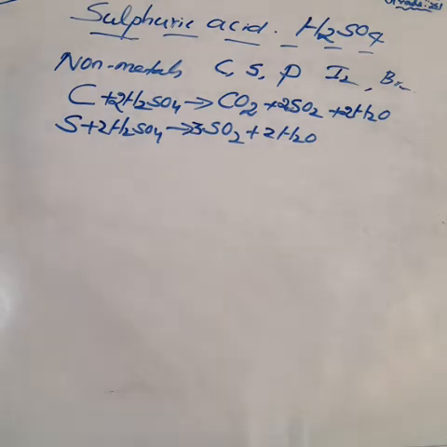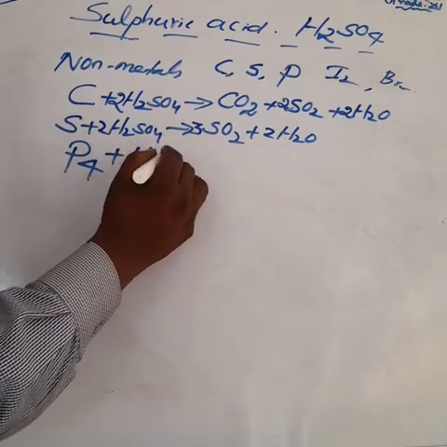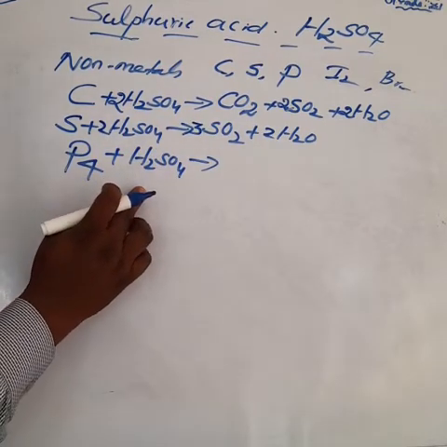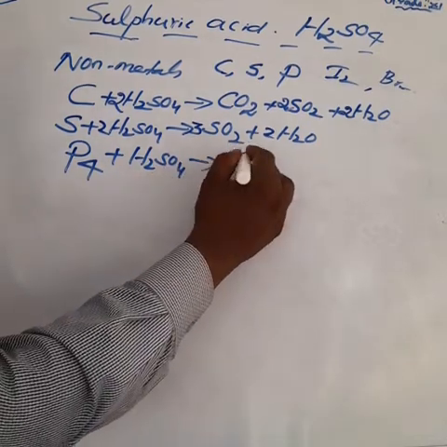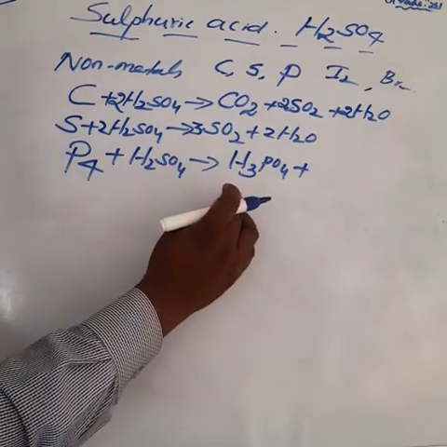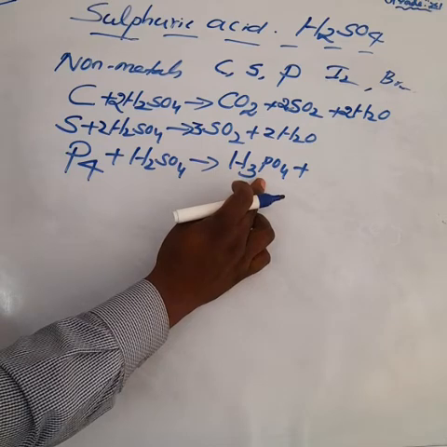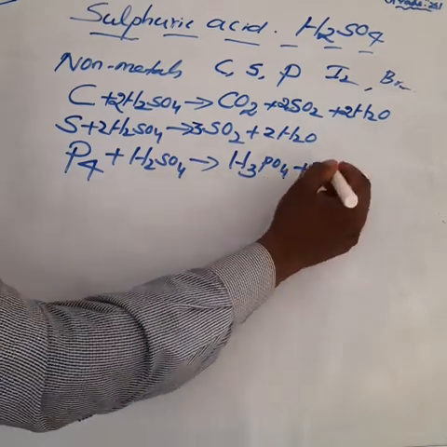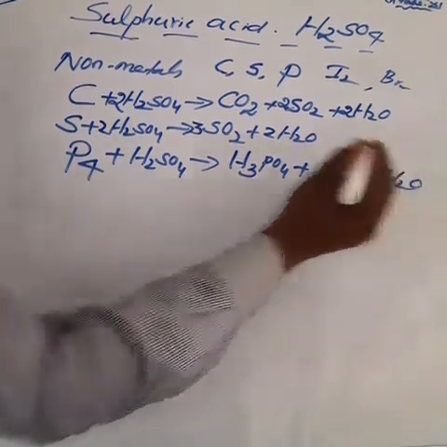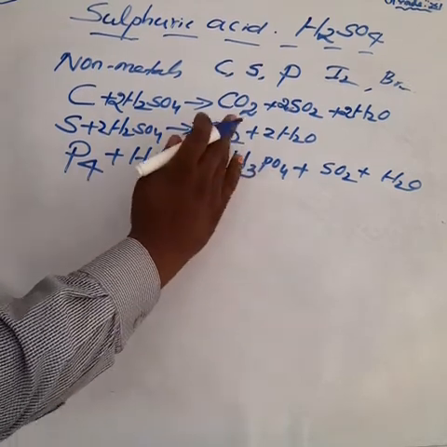What about phosphorus reacting with sulfuric acid? Phosphorus, a polyatomic element P4, plus sulfuric acid H2SO4 gives H3PO4, phosphoric acid, orthophosphoric acid. Don't forget the name. Phosphoric acid, other name orthophosphoric acid, plus sulfur dioxide SO2 plus water molecule H2O. So how much phosphorus? P4. So make it 4 phosphorus on the product side.